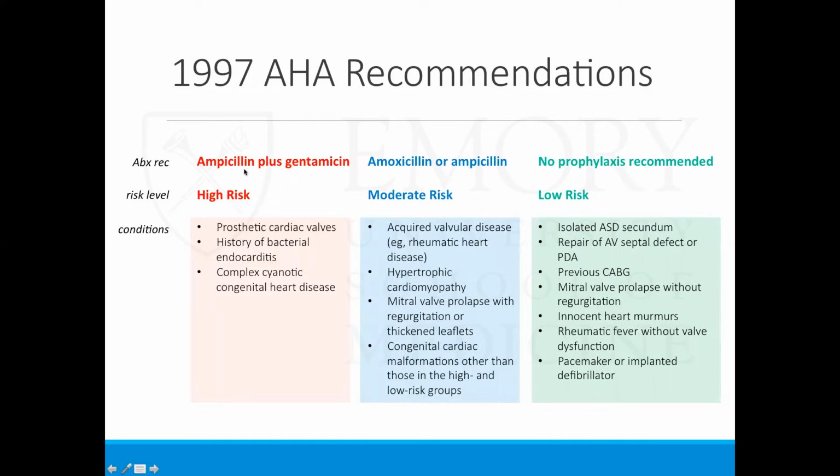Those with high risk were again recommended to get a 2 drug regimen. This time it was ampicillin plus gentamicin. High risk again was the prosthetic cardiac valves, those with history of bacterial endocarditis, and then they started breaking down congenital heart disease into different categories that we'll talk about a little bit later with the current recommendations. And then the moderate risk group ended up recommending just a single dose of antibiotic, not having the gentamicin added on as well.